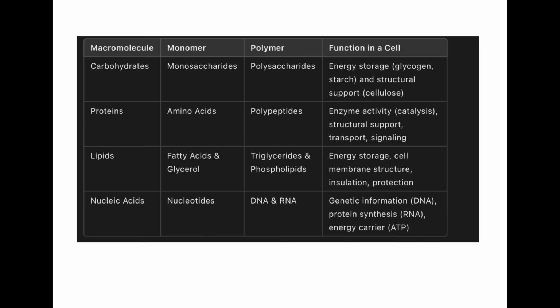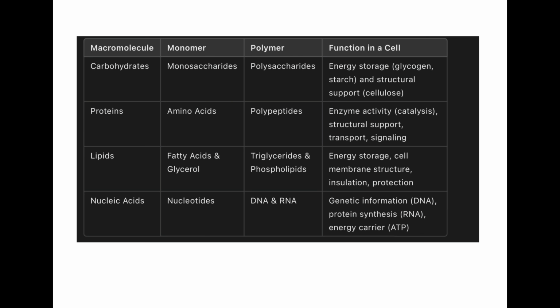The second macromolecule is proteins. The monomer is amino acids, the polymer is polypeptides, and the function in a cell is enzyme activity, structural support, transport, and signaling. The third macromolecule is lipids. The monomer is fatty acids and glycerol. The polymer is triglycerides and phospholipids. The function in a cell is energy storage, cell membrane structure, insulation, and protection.